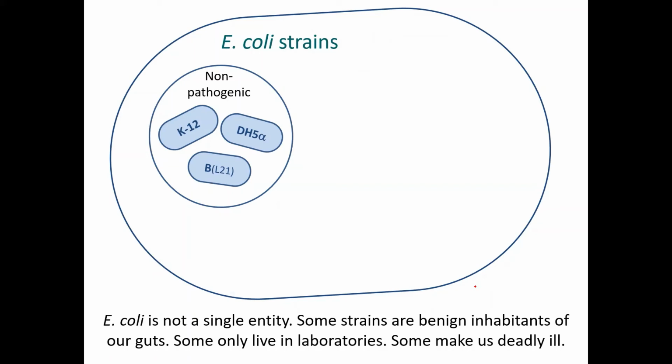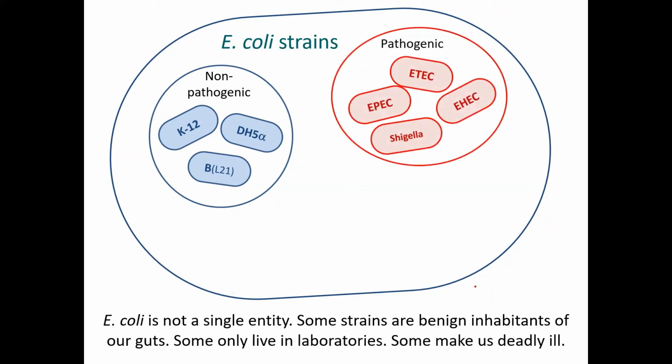And all sorts of fancy names, geneticists, they like to give things names. You can see K12, DH5 alpha, and so on. These are the bad ones. You can see they have some fancy names, and I'll show you what those mean in a minute. Like EHEC is enterohemorrhagic E. coli. EP is enteropathogenic E. coli, and so on.